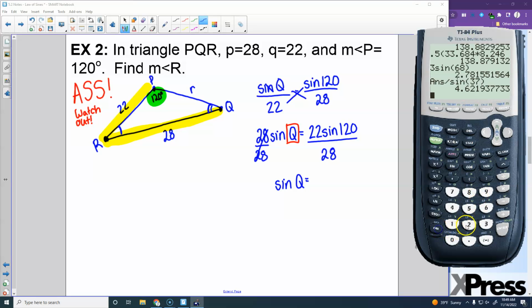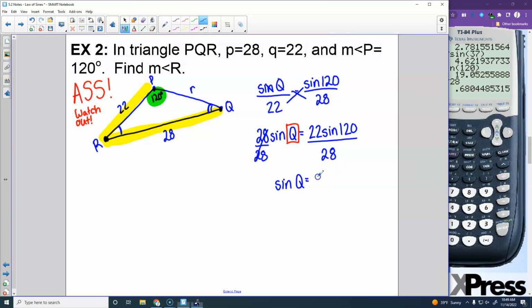22 sine of 120. I would suggest hitting the enter button here just to make sure you don't forget a parentheses. Divided by 28 is going to give us 0.68048. Okay, then we can do sine inverse.